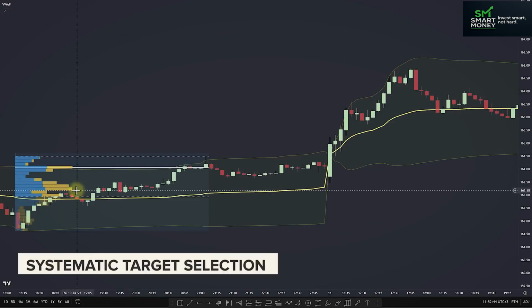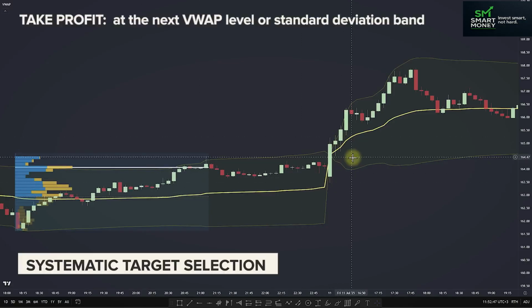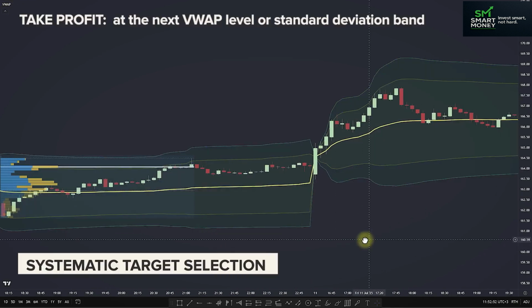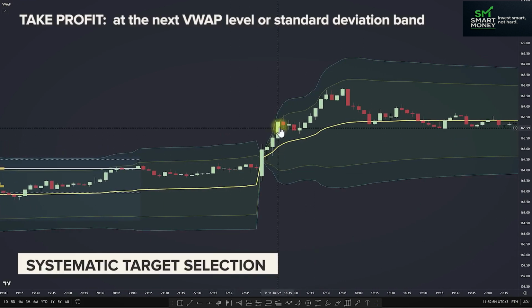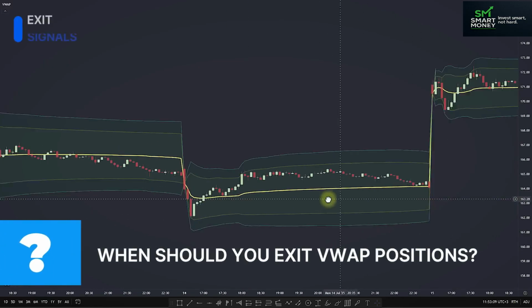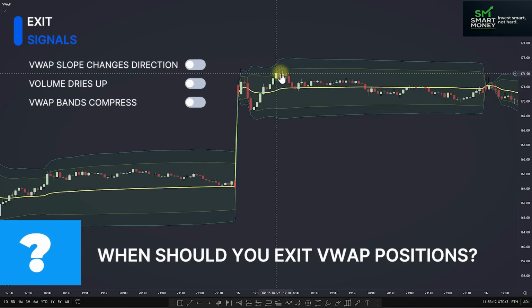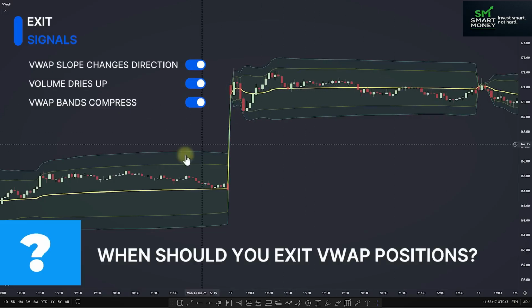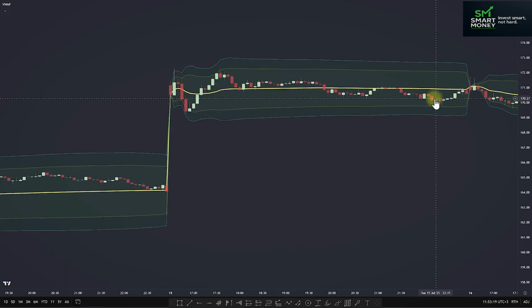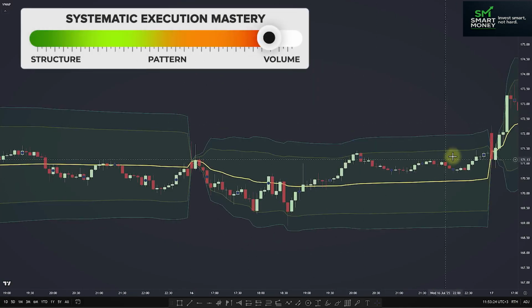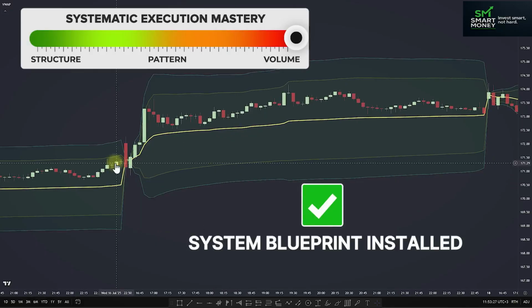Target selection follows VWAP logic. Your first target is the next VWAP level or standard deviation band. Your second target is the next volume node. Exit signals are just as important as entries. When VWAP slope changes direction, volume dries up, or bands compress, institutional activity is shifting. Time to reassess your position. The key takeaway is systematic execution. Every decision is based on VWAP structure, not emotions or hunches.